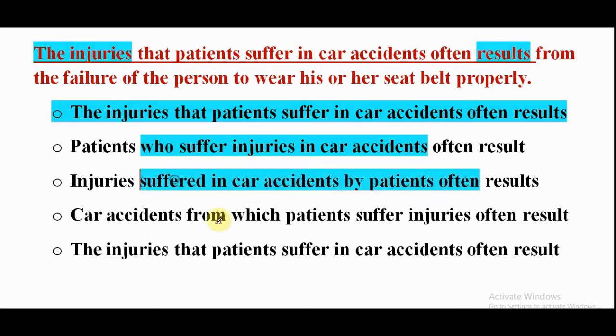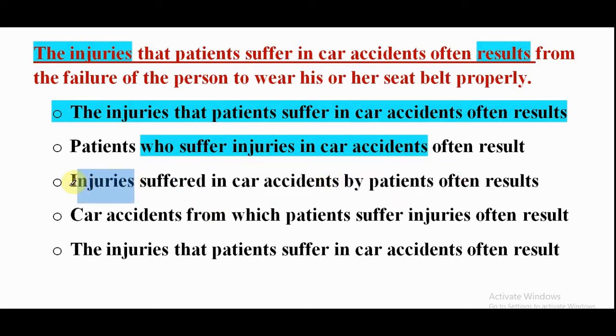Option C, injuries suffered in the car accident by patients often result. Look here, this is again modifier, right? What is left? This information has been used for injuries. Again, injuries plural, results singular, so remove that part, I mean option C out. Just a short reminder, remember whenever we add s or es with verb, it becomes singular. When we add s or es with noun, it becomes plural. All right, so plural, singular, option C out.